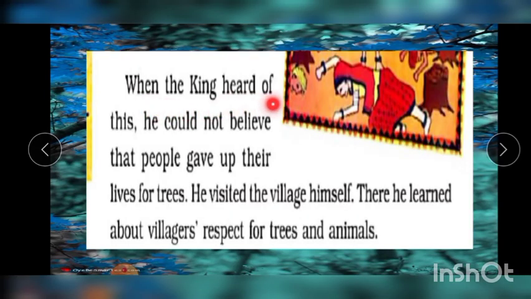When the king heard of this, he could not believe that people gave up their lives for trees. He visited the village himself. There he learned about the villagers' respect for trees and animals. Okay? When the king got to know that people had died for saving the trees, he personally visited the village, and when he reached the village, he came to know how important these trees are to those villagers.